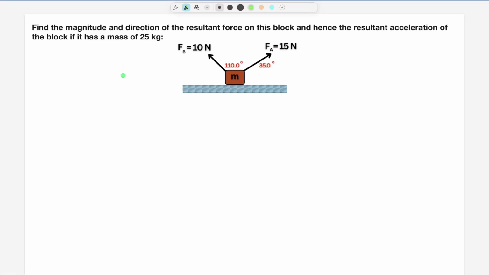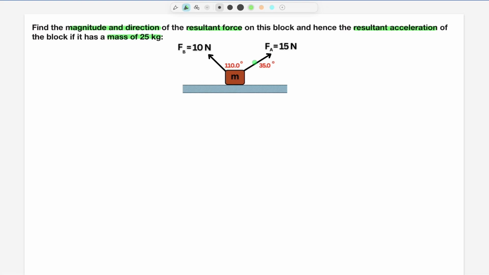Hello everyone, in today's video I'm going to show you how to solve this problem. So it says find the magnitude and direction of the resultant force on this block and hence the resultant acceleration of the block if it has a mass of 25 kilograms.